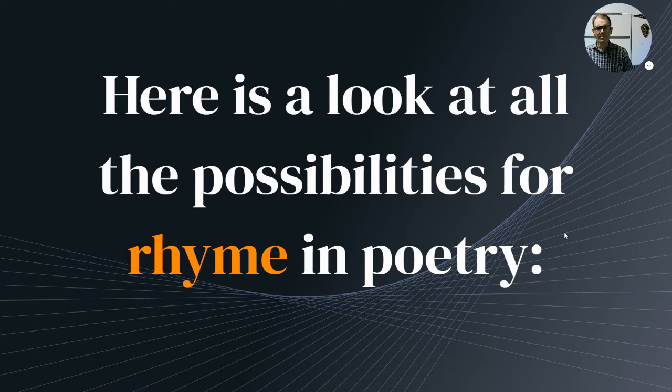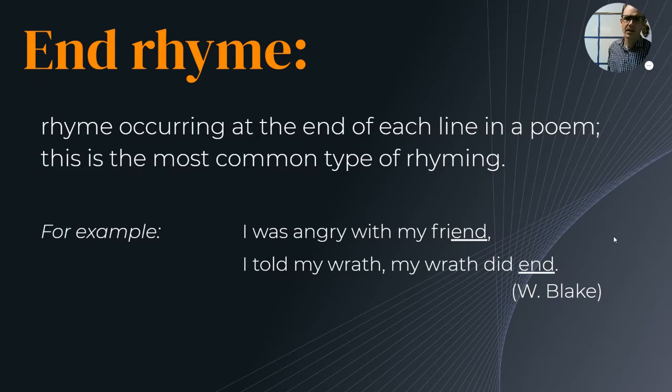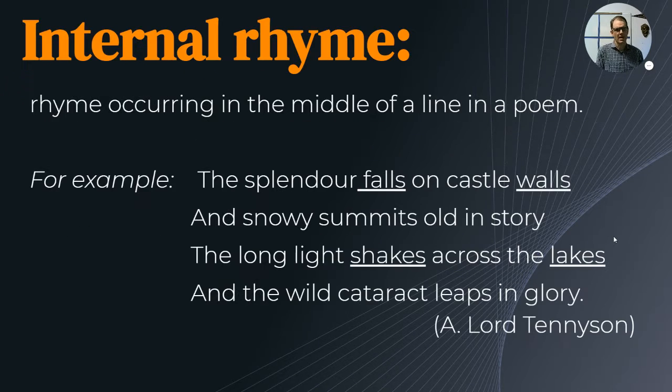Okay. Now, there's all kinds of types of rhyme in poetry, and some of these you may not even consider rhyme, but they are what is considered rhyme in poetry. We have what's called an end rhyme, like the examples we just saw, and "I was angry with my friend, I told my wrath, my wrath did end." So we have friend and end rhyming. That's an end rhyme. It's a rhyme that occurs at the end of a line. It's the most common type.